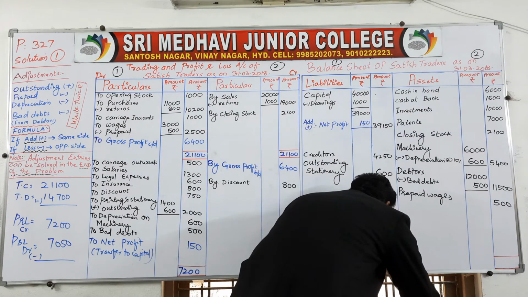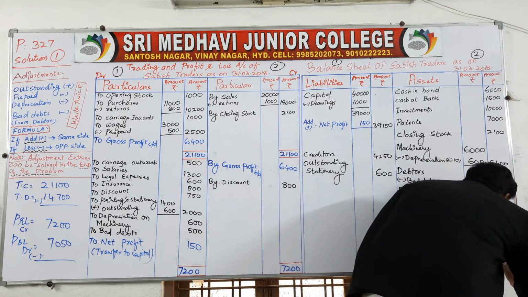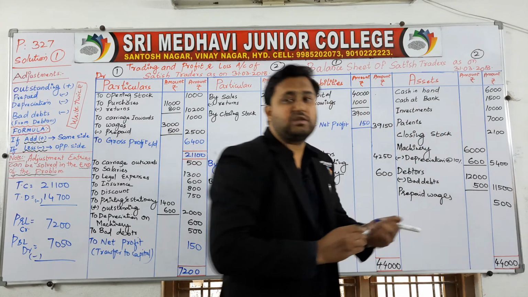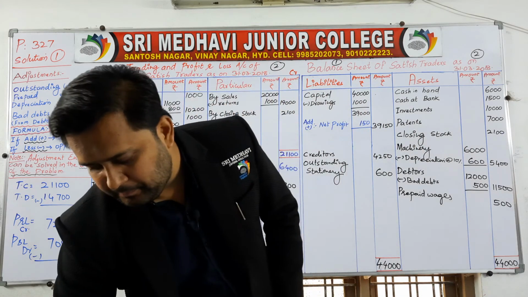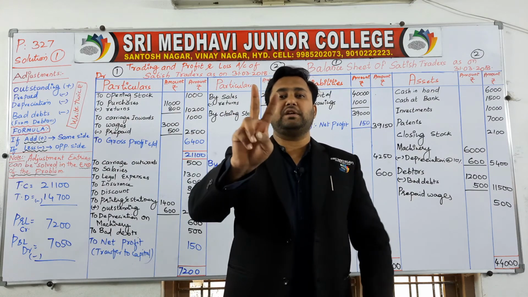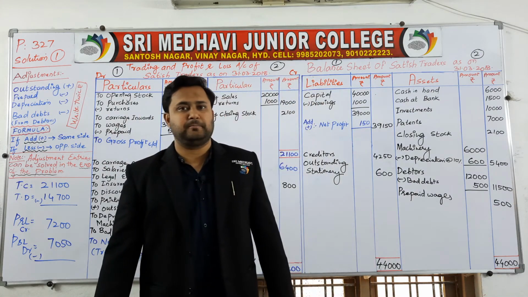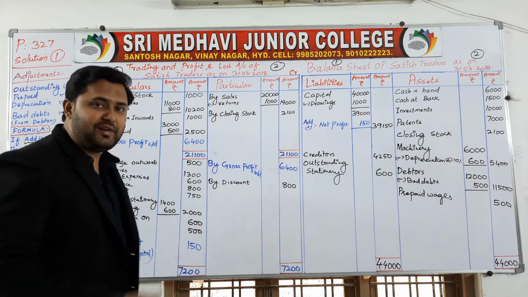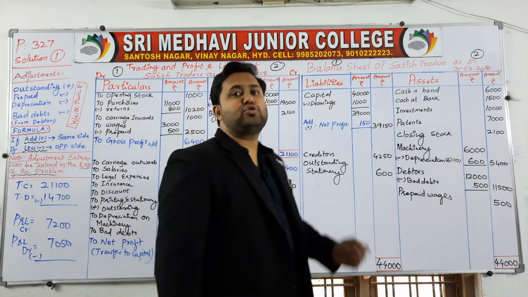Your amount will be tallied with the total of 44,000. This is how you need to tally the balance sheet. Every adjustment entry appears twice. If it is an addition, write it on the same side; if it is a deduction, write it on the opposite side.